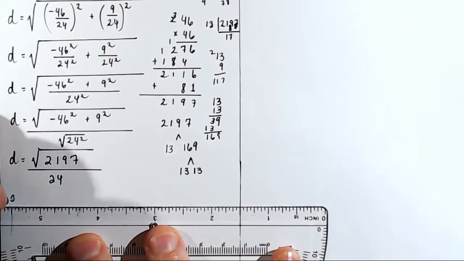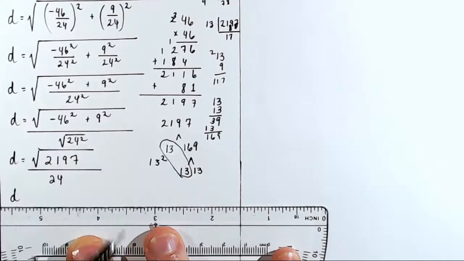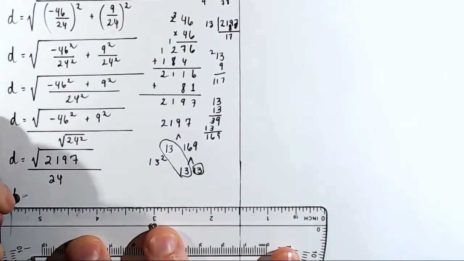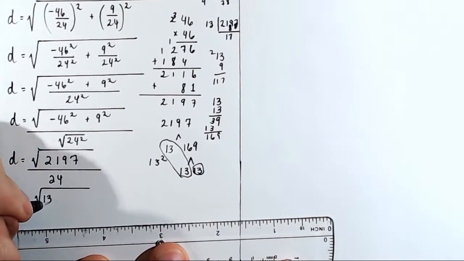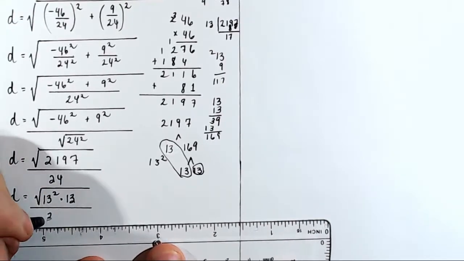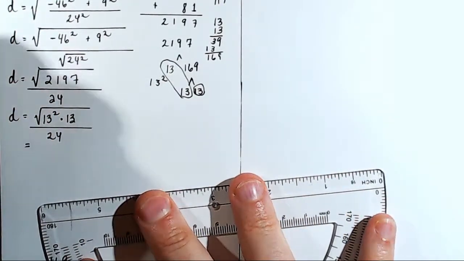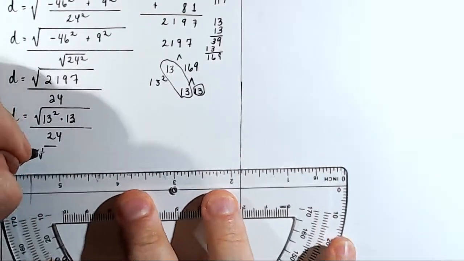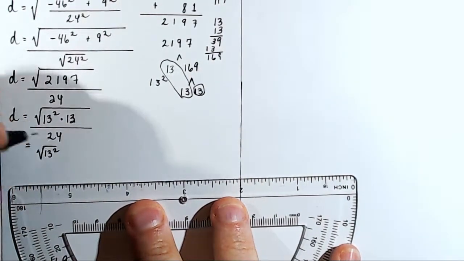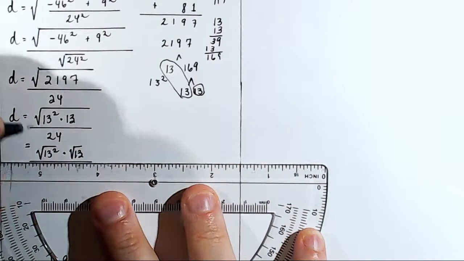So now we can write D. I've got one pair of 13s here. That's 13 squared times 13. So D is equal to the square root of 13 squared times 13 over 24. And we can break this up into the square root of 13 squared times the square root of 13, over 24.